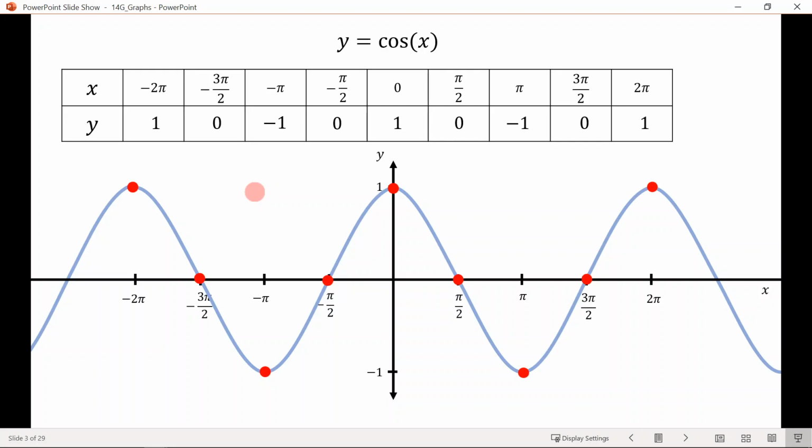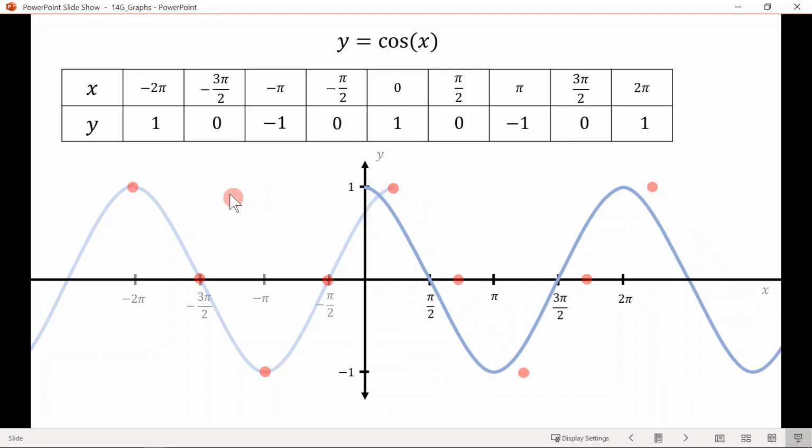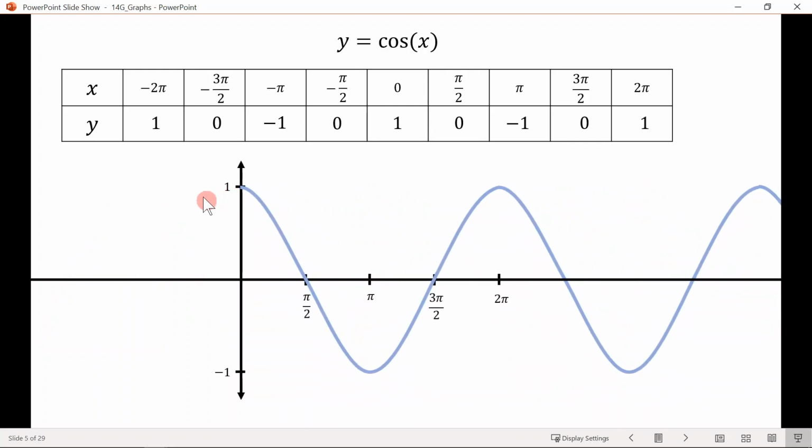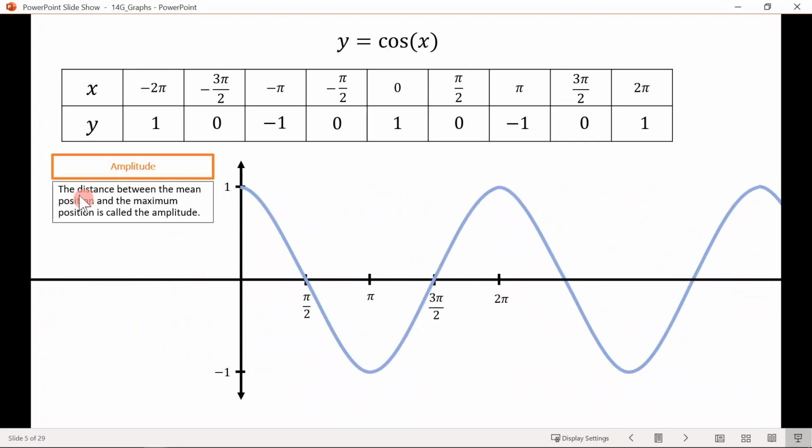But for now, I just want you to put your pen down, and I just want you to watch me talk about some key ideas, which are very important. So let's just stick with this graph for the time being. Let's talk about our first idea, which is the amplitude. So what is the amplitude? The distance between the mean position and the maximum position is the amplitude.